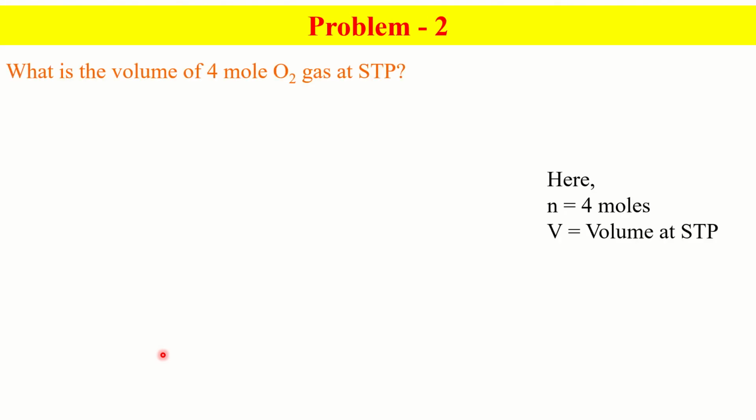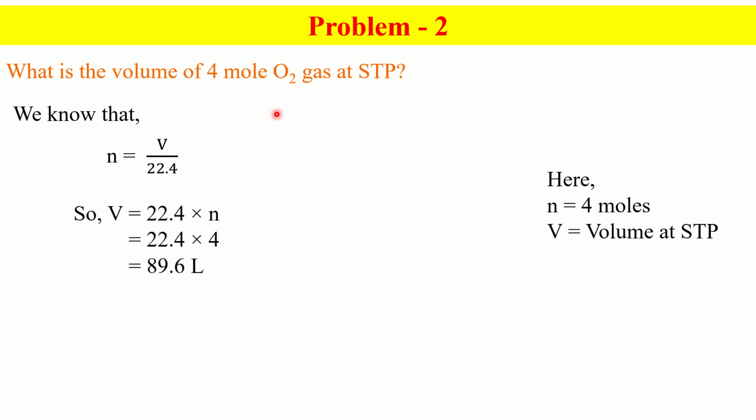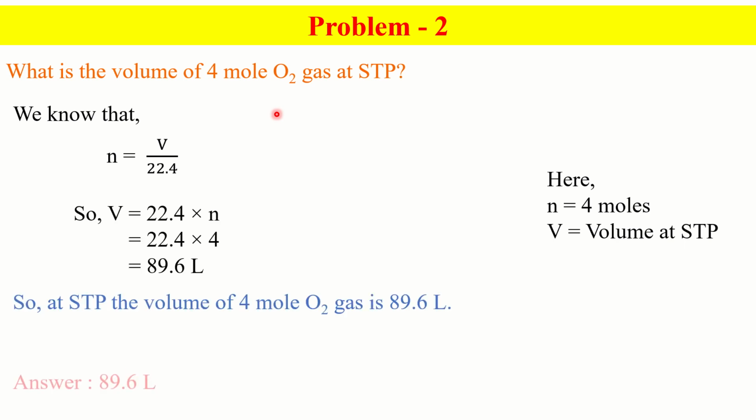This math also you can do by using formula. Just see here. Here only the mole n equal 4 is given. So we can use only one formula, that is n equal V by 22.4. Here n is given. You have to find out the value of V. V equal n into 22.4. That comes 89.6 liter.